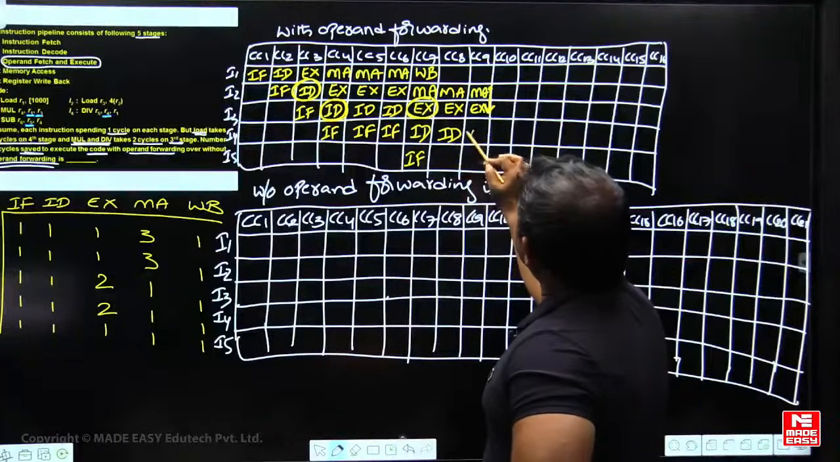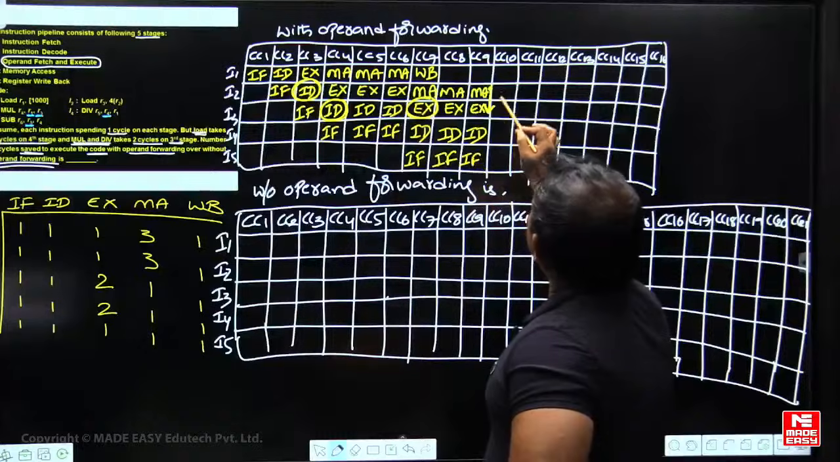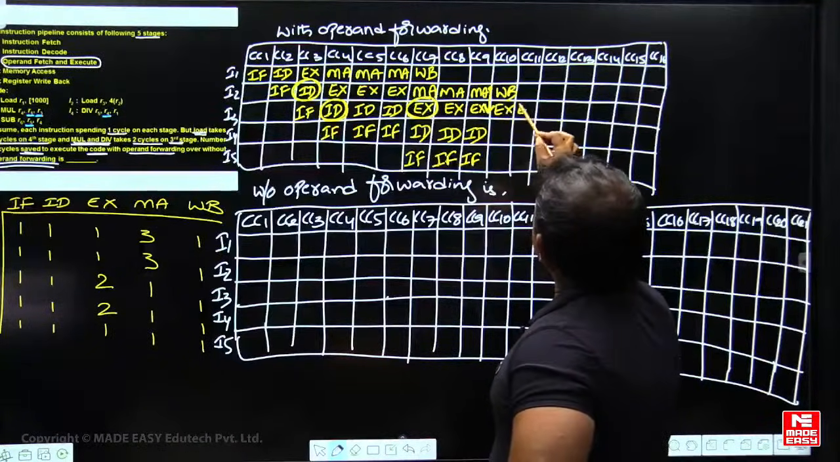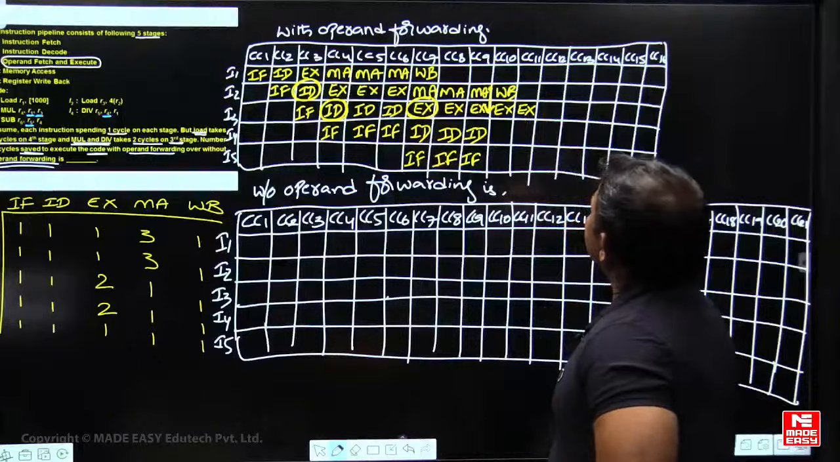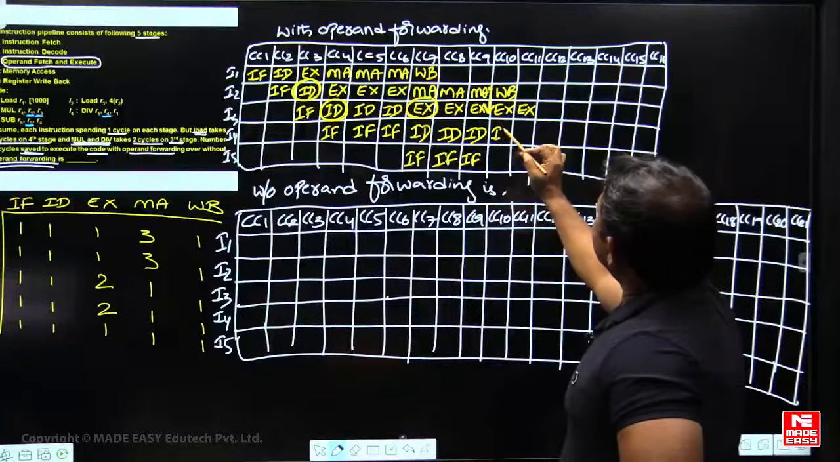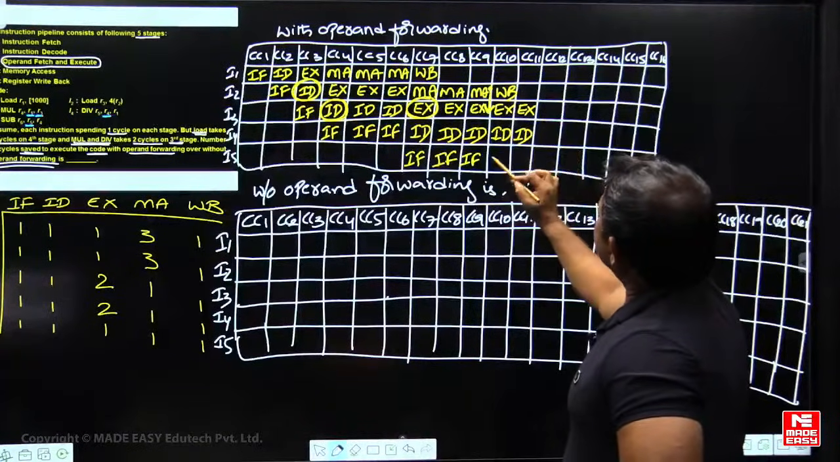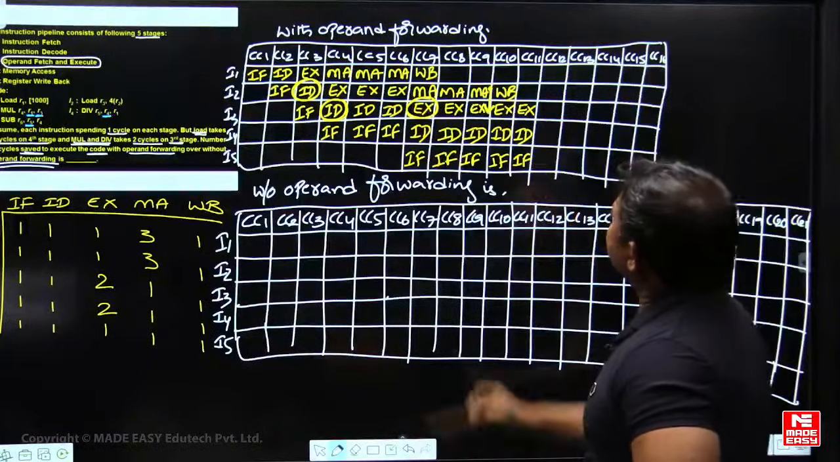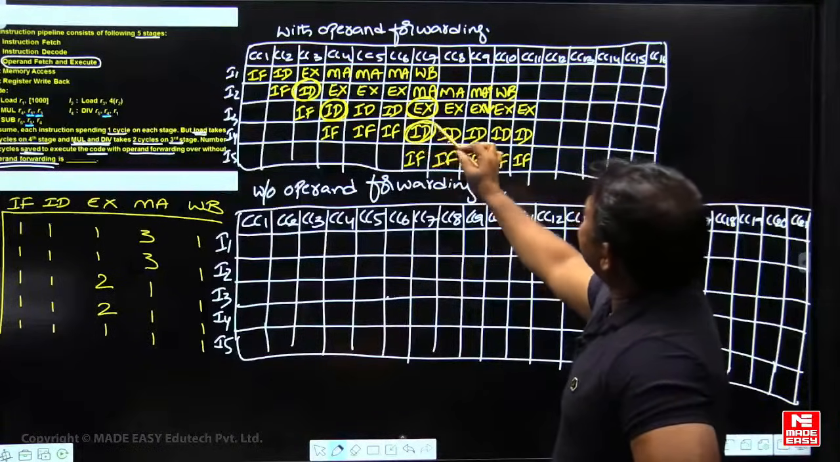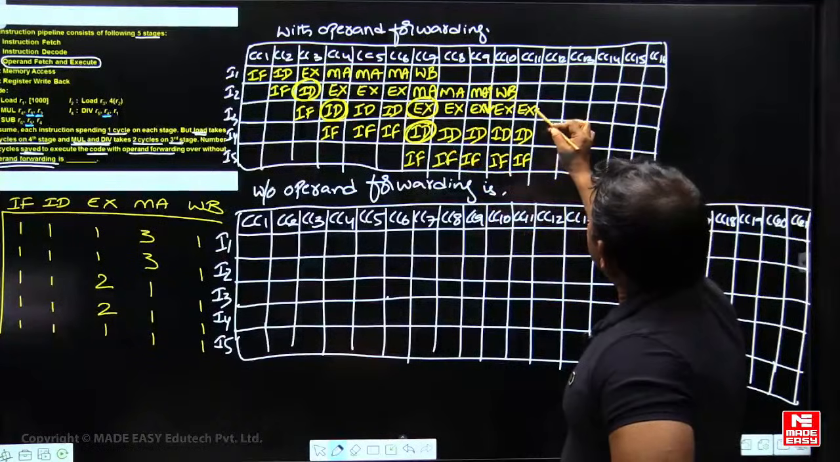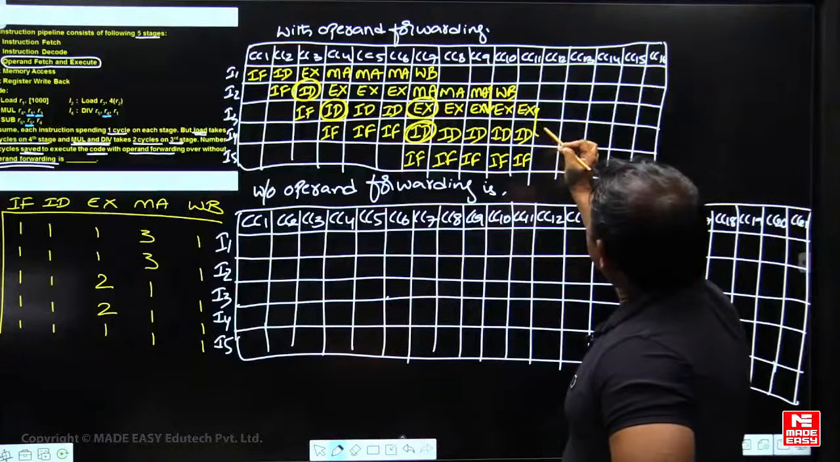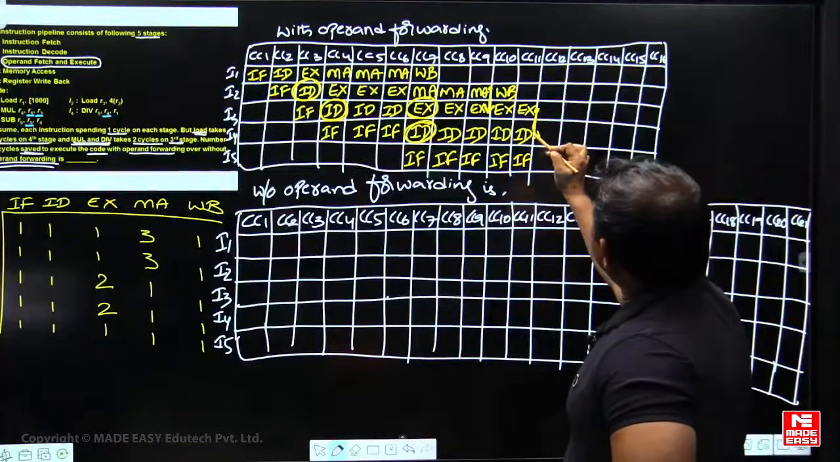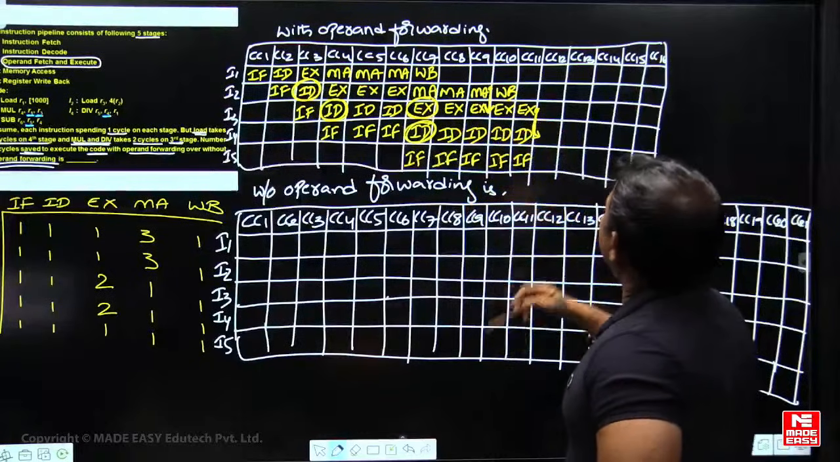This is waiting on ID. This is waiting on IF. When the second operand is ready, it proceeds to execution for 2 cycles. Now this is still waiting on ID, and this is still waiting on IF. Now Thomas law algorithm: dependency detected. Now from here to here forwarding, EX to EX, operand fetch forwarding.